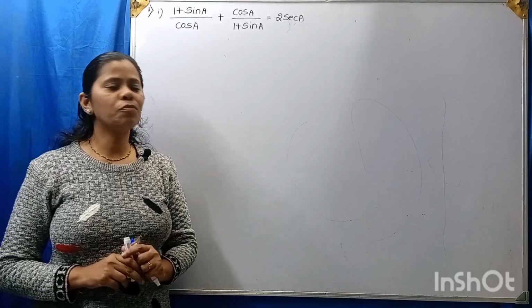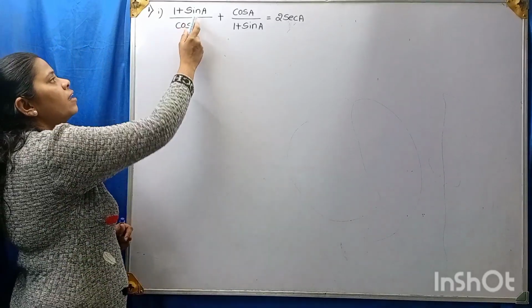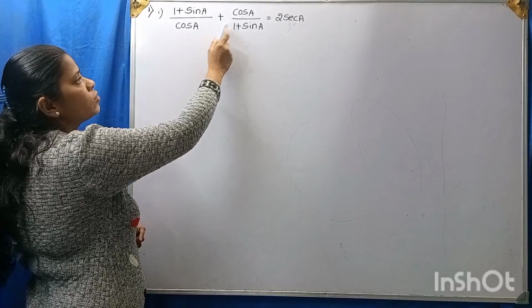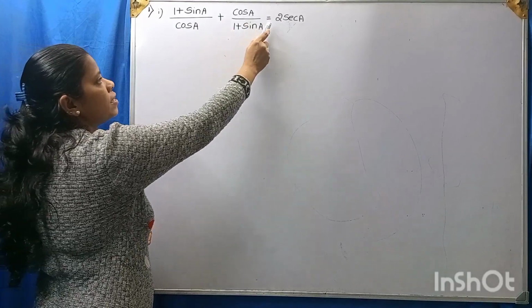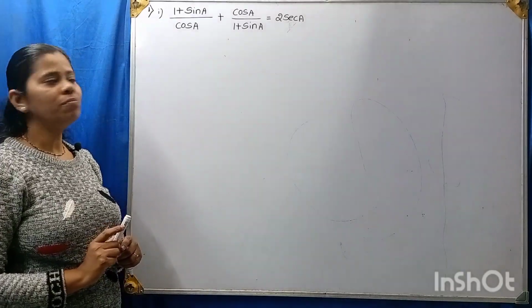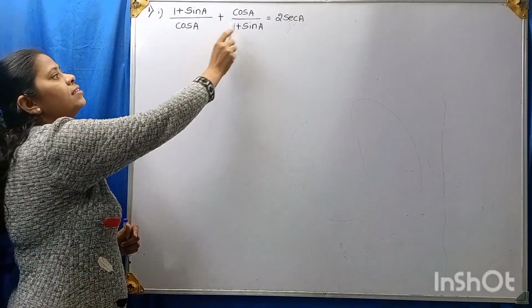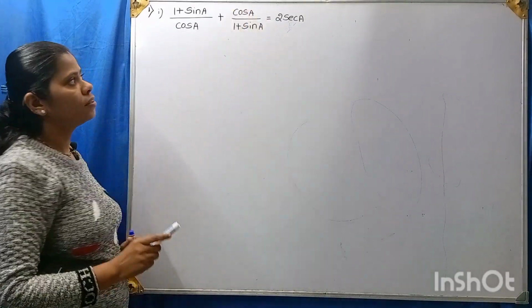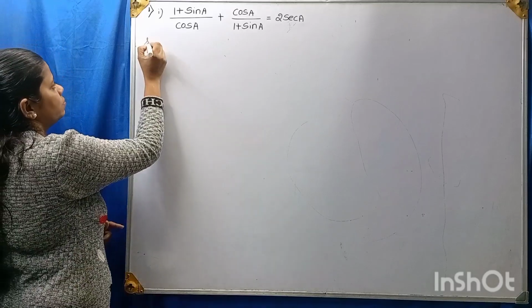Now let's solve this problem. (1 plus sin A) divided by cos A plus cos A divided by (1 plus sin A) is equal to 2 secant A. To solve this problem, we have to prove that LHS is equal to RHS. Solution.